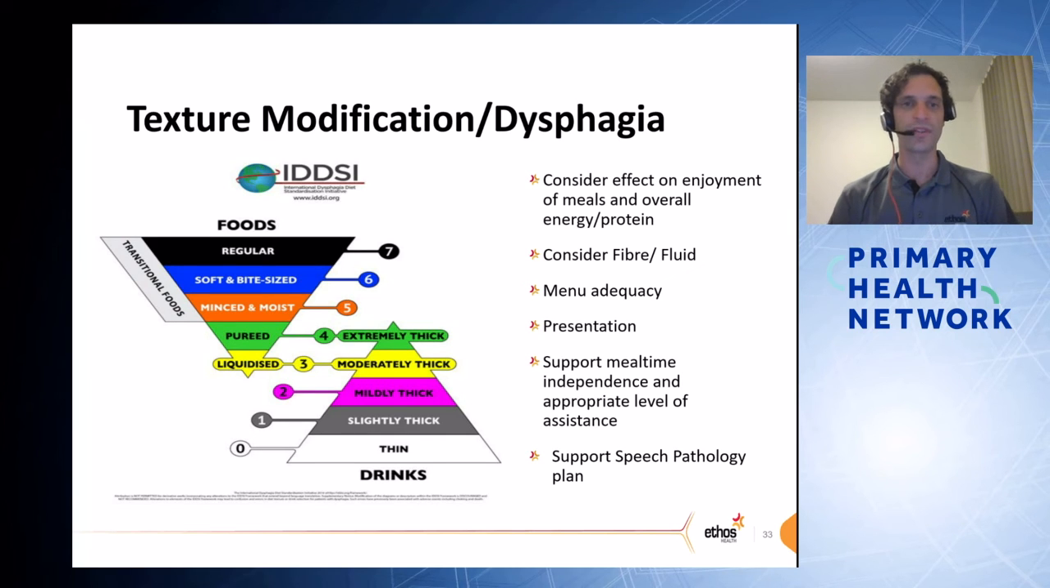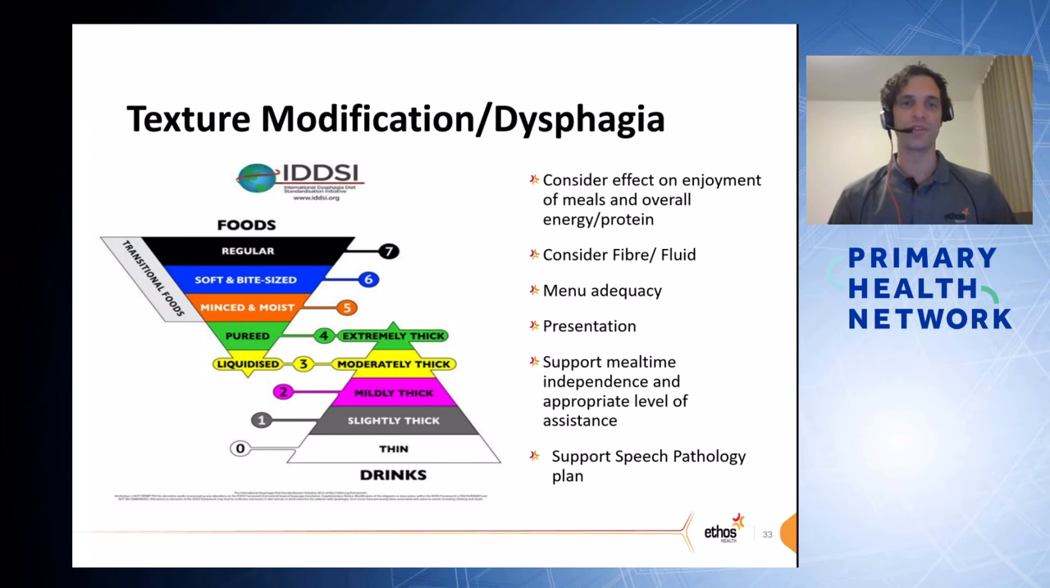Of course, working in conjunction with the speech pathologist, or if texture modification is indicated for any other reasons, just really being aware that any change in texture can have an effect on enjoyment of meals. It can have an effect on the actual nutrition of that meal. So again, working closely with that resident to find suitable options for them.